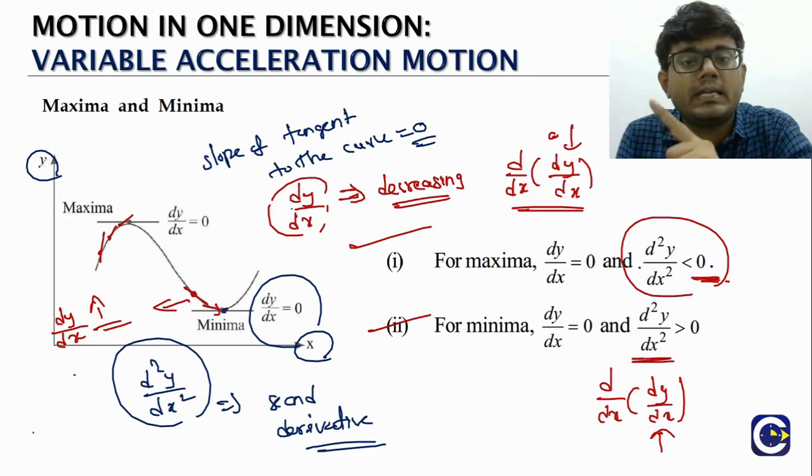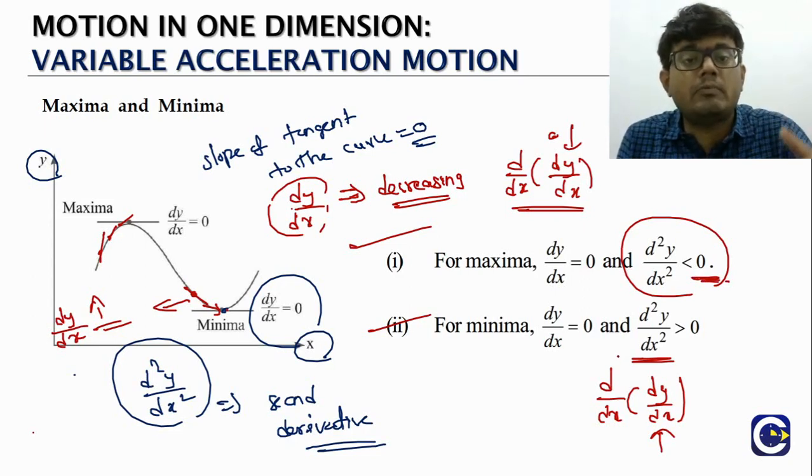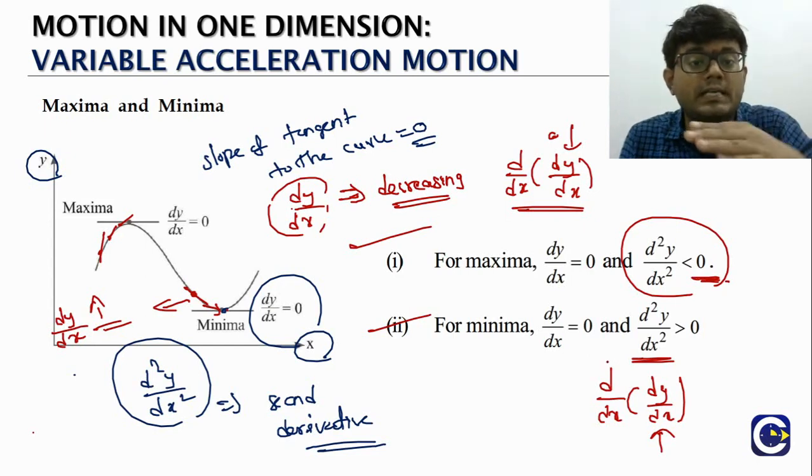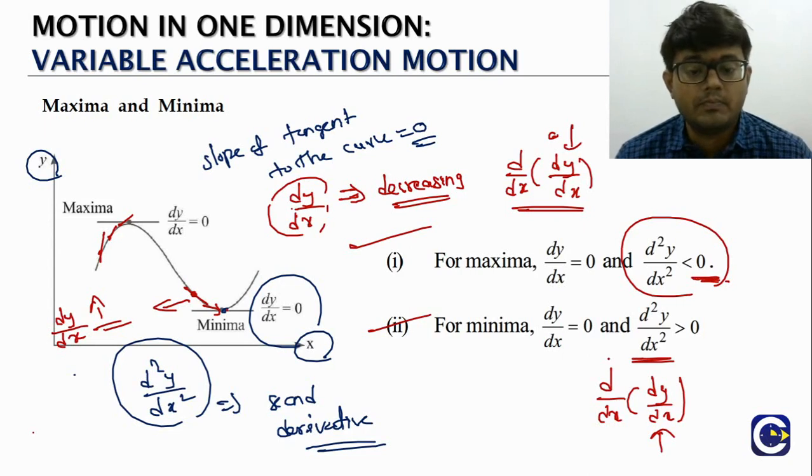That's why the second derivative will be negative at the maximum location. At the minimum location, the second derivative will be positive. Why? Because the slope will keep on increasing while we are approaching the minima point. That is how we will differentiate between maximum and minimum.